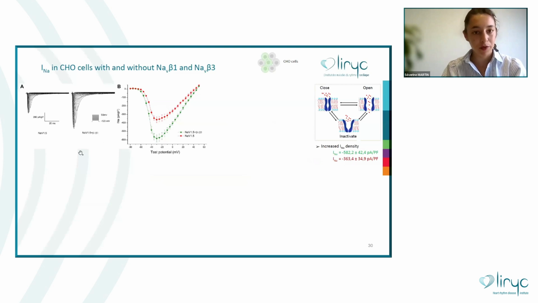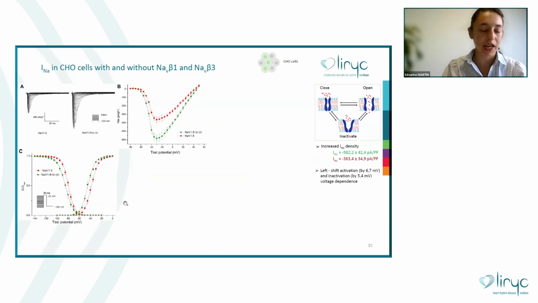So you can see here the representative currents of the NaV1.5 channel alone, and here cells co-expressing the channel and the 2 subunits beta-1 and beta-3. The current density of cells co-expressing the channel and the 2 subunits is higher than cells expressing only the channel.